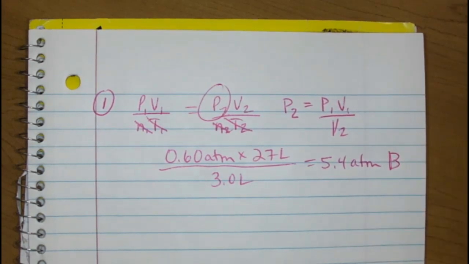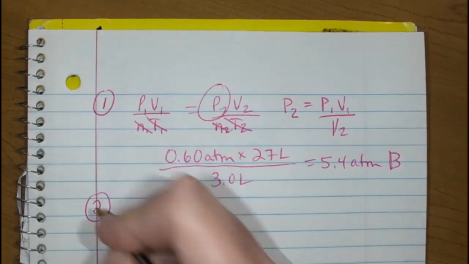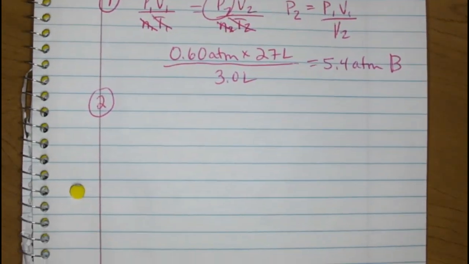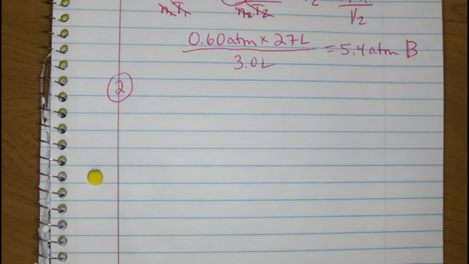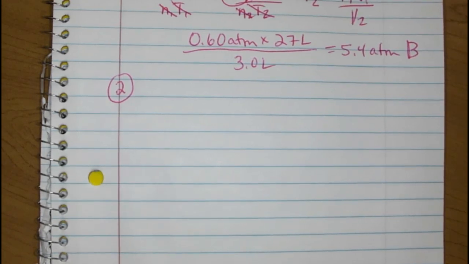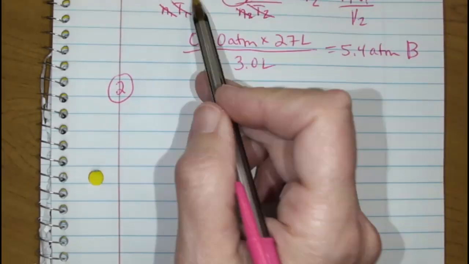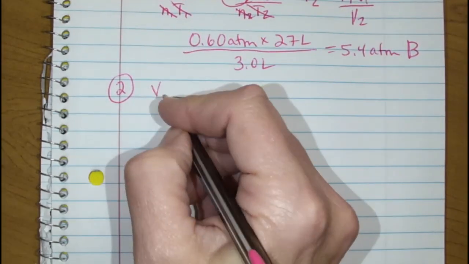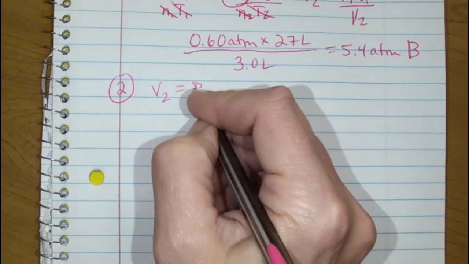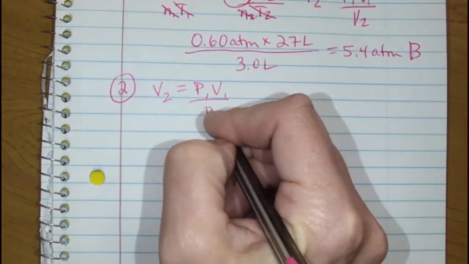So that's number 1. For number 2, it's a similar thing. It's a before and after where we've changed conditions. And the same thing, number of moles is constant, temperature is constant, but this time we're solving for the final volume. So we're going to rearrange the same equation up here, but we're going to arrange it for volume. And we get this right here.